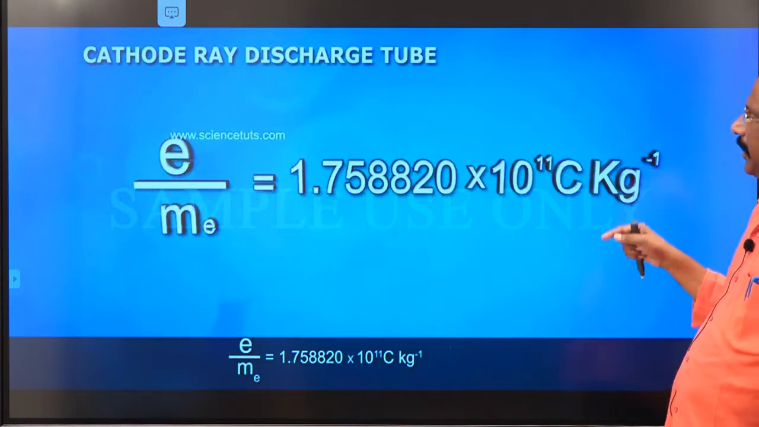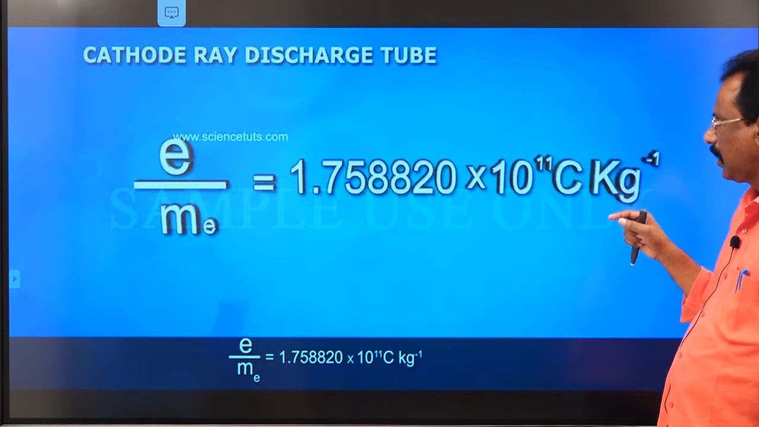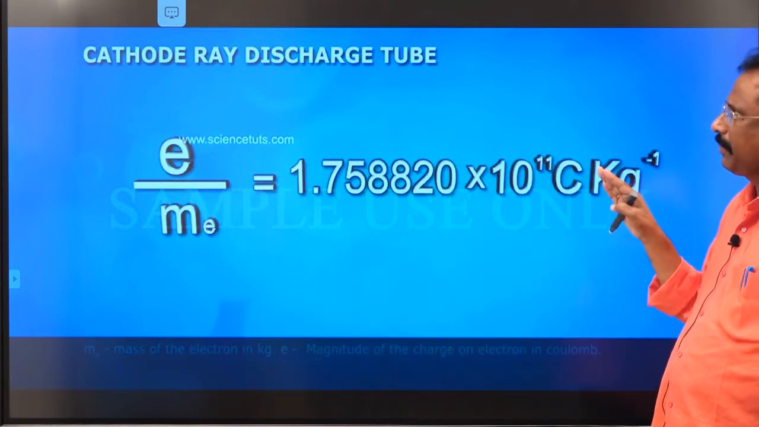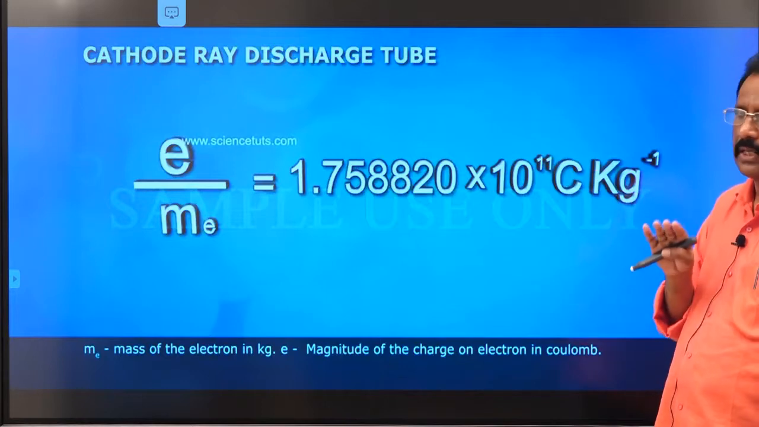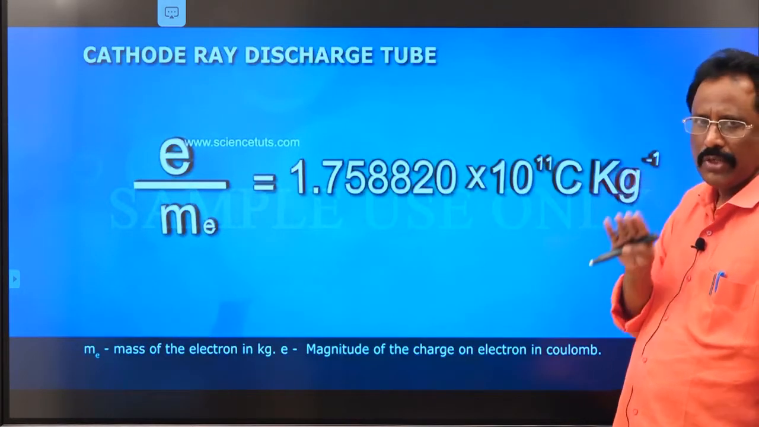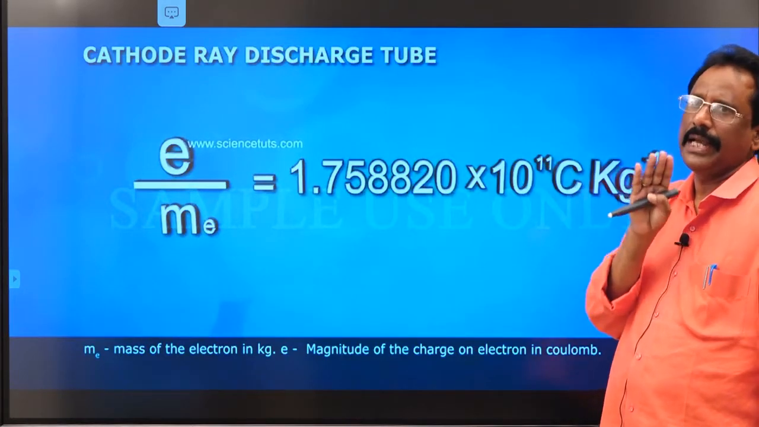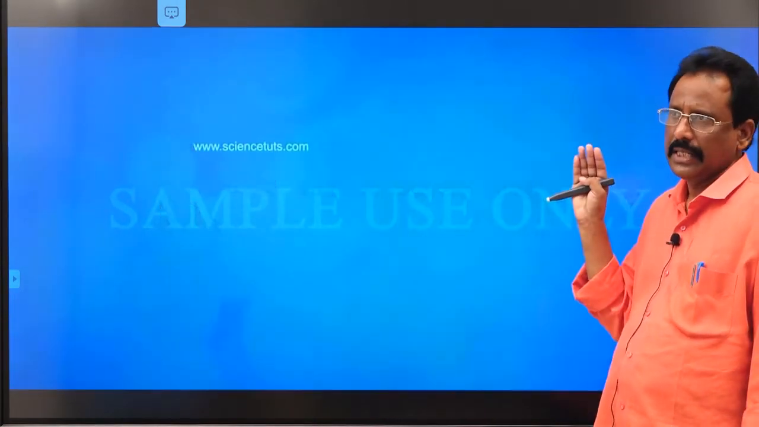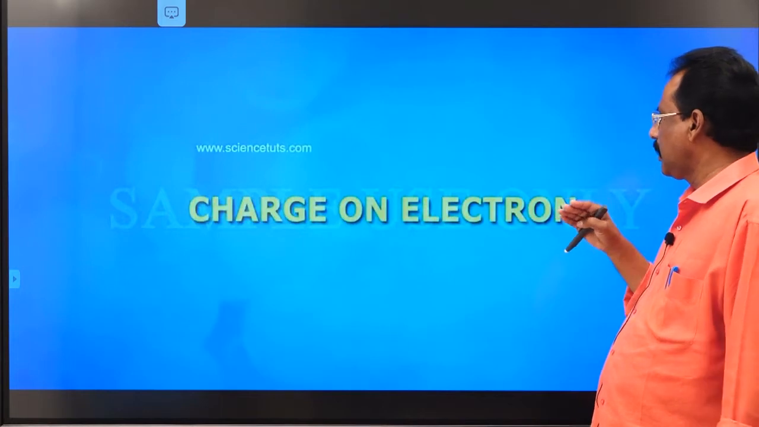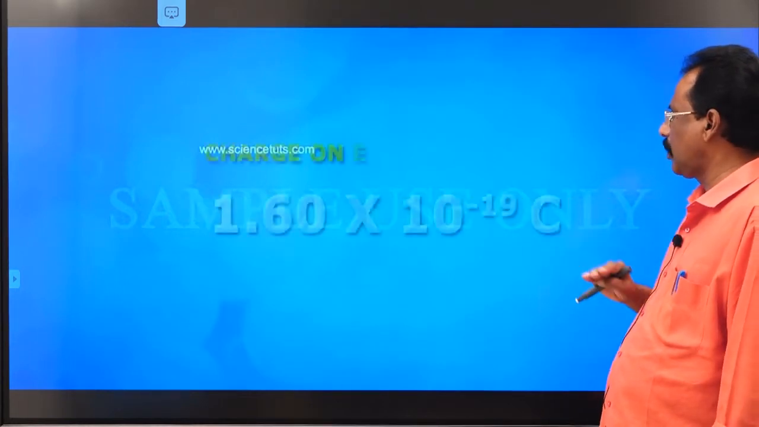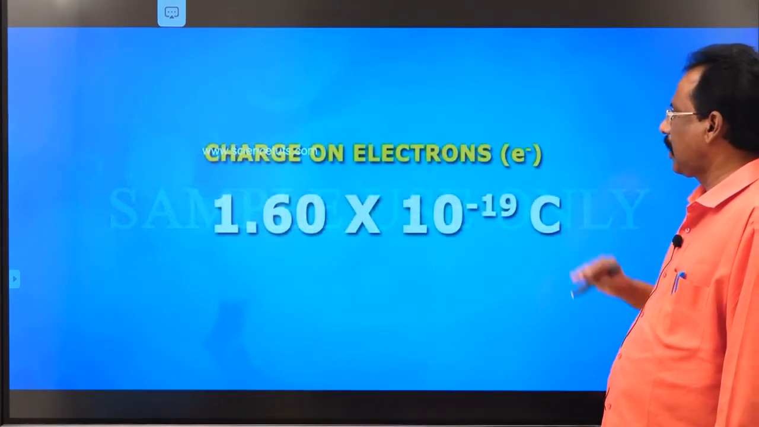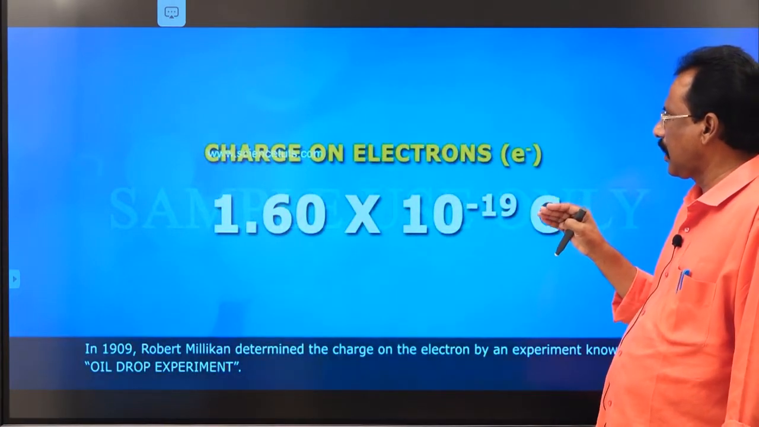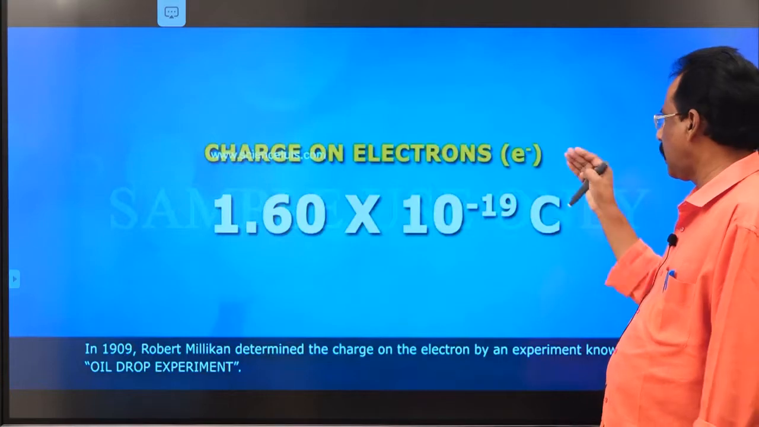So he calculated the specific charge of the electron. From gas to gas, its value is uniform. That means the electrons are considered as universal particles of all atoms. Atoms contain so many electrons, and each and every electron's charge and mass remain constant. That's why according to J.J. Thomson, the specific charge of the electron is uniform for all gases.